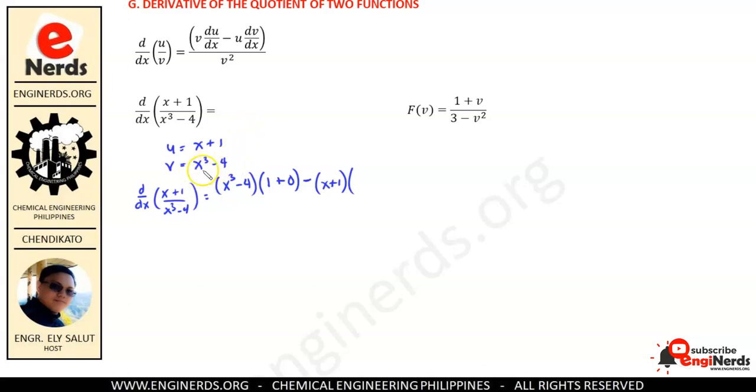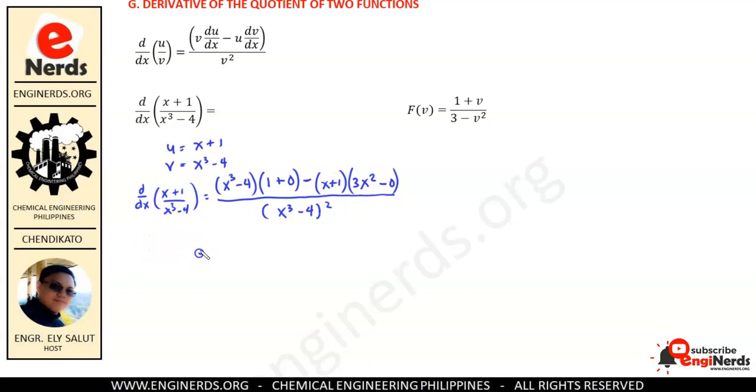So, what's the derivative of x cubed? So, we will take down our exponent 3. Then, x. Exponent 3 minus 1 is equal to 2. Okay, then derivative of x is equal to 1. Then, minus 4, the derivative of a constant is equal to 0. Then, this will be over our v, which is x cubed minus 4. We will square that. X cubed minus 4 squared.